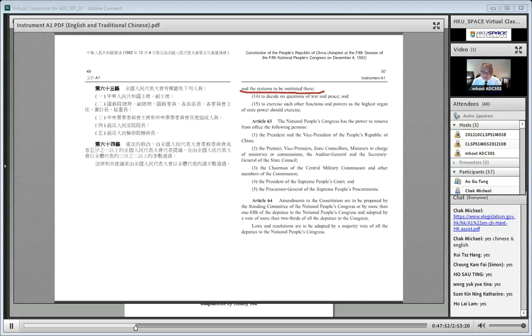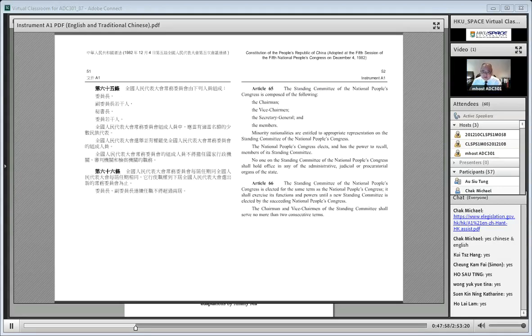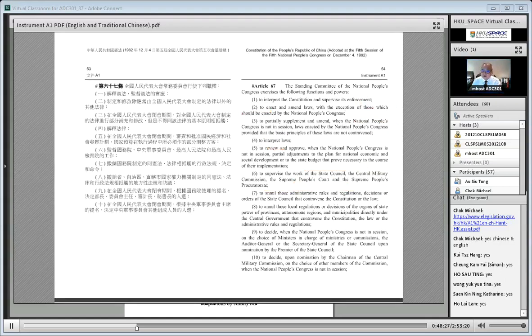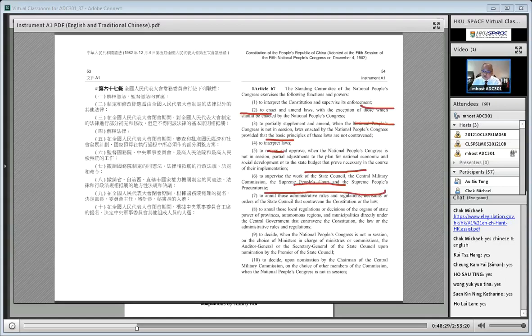So we will have this, the standing committee, and what powers does it have? Let's see, Article 67. I beg your pardon. Oh, no, I don't know why they're there. Anyway, I'm not quite used to this marking system. Right, okay.